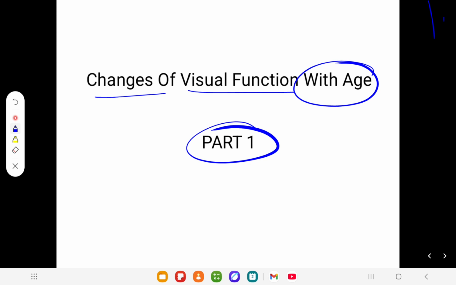And definitely we are not just going to discuss the anatomical aspects. We are going to discuss the functional aspects as visual functions. Okay, it's very important. So let's move and discuss part one, and then slowly part two and then slowly part three.